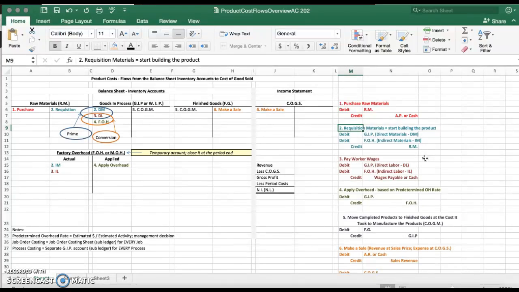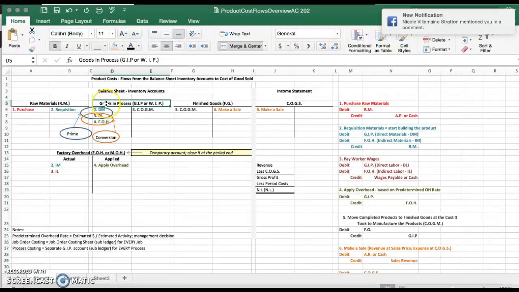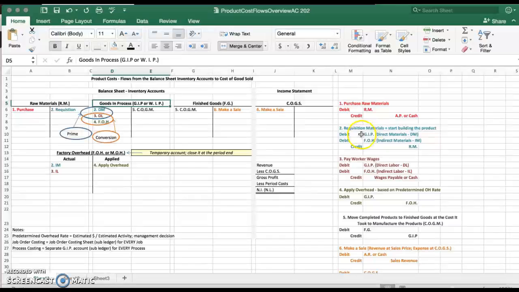So they're going to start moving materials from raw materials to either goods in process or work in process. So basically, you're building something and it's in process. So it's either GIP or WIP. And remember, it's either going to be part of direct materials, direct labor, or overhead. And so remember, direct materials is a prime cost, and direct labor and overhead are conversion costs.